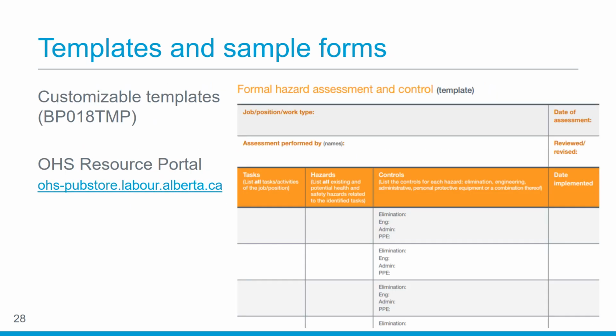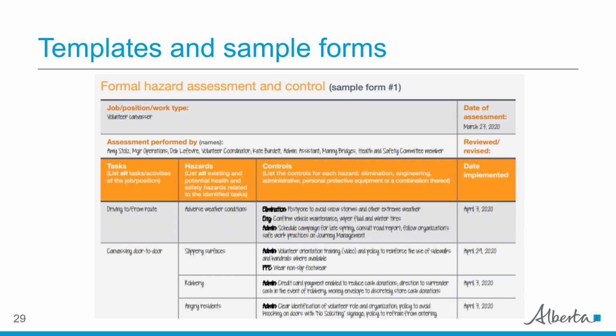You can find customizable templates on the OHS resource portal. Just search BP 018 TMP. Sample forms are also provided in the Hazard Assessment and Control Handbook for your reference.